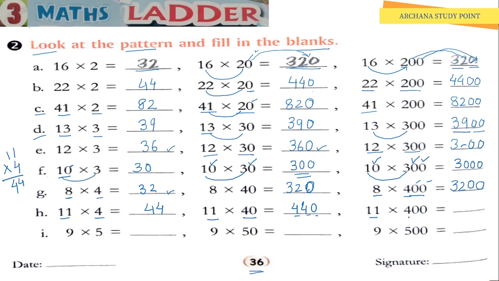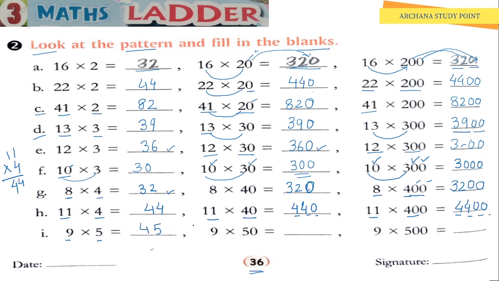Now when I multiply 11 with 400, what is the answer I'll get? I'll get 44 and how many zeros? 2 zeros. So what is the answer? 4400. Okay, now last question. Part I says 9 into 5. You need to learn your tables, okay? Let's read the table together. 9 ones are 9, 9 twos are 18, 9 threes are 27, 9 fours are 36, 9 fives are 45.